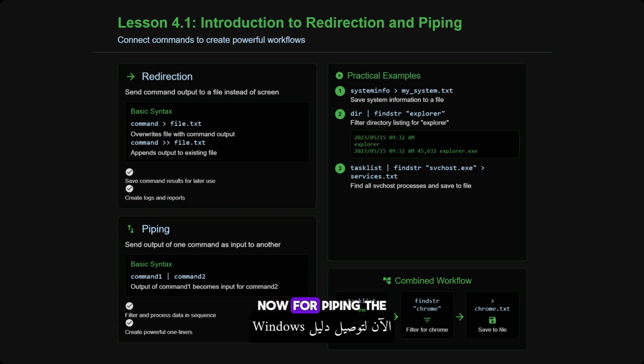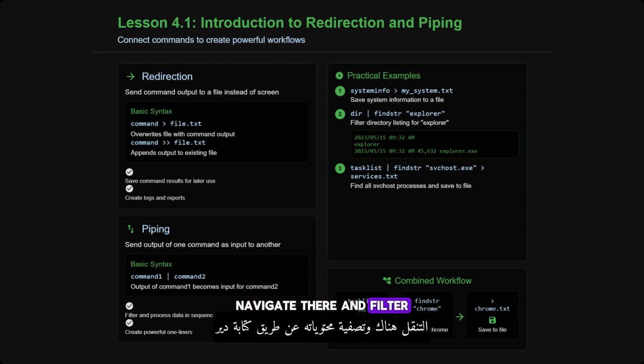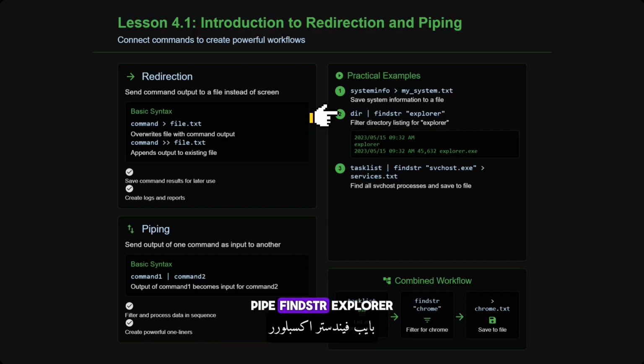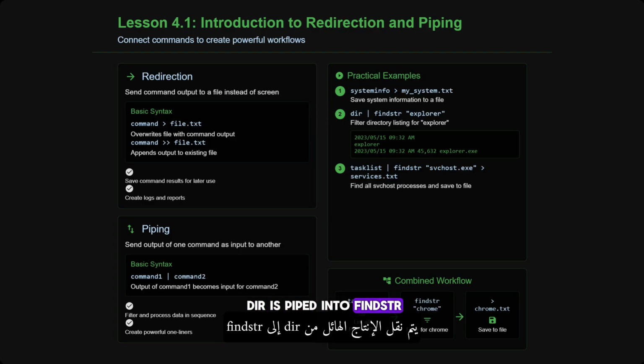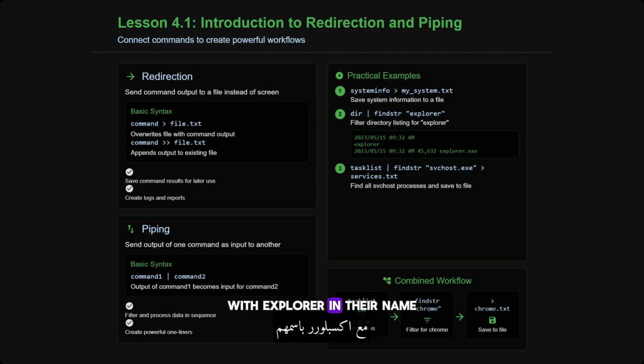Now for piping. The Windows directory has too many files to look through manually. Navigate there and filter its contents by typing dir | findstr explorer. The massive output of dir is piped into findstr, showing you only the files or folders with explorer in their name. Now, let's put it all together.